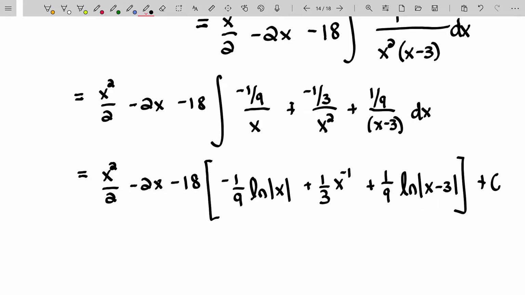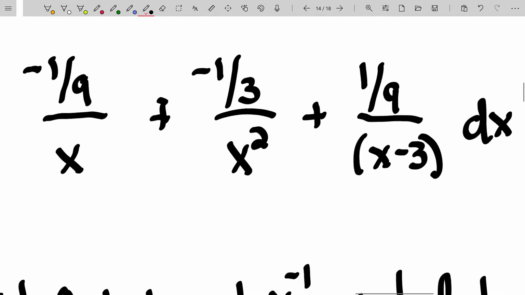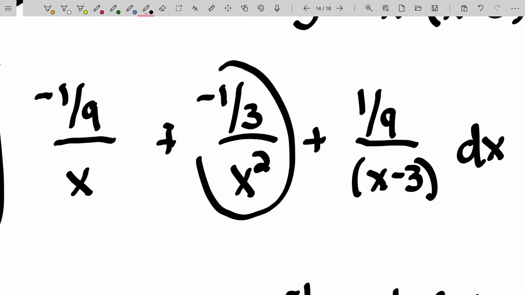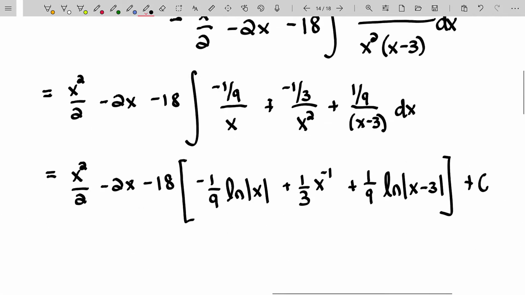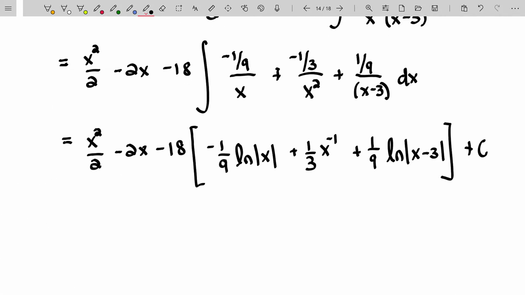Probably the biggest mistake I will see people make is the antiderivative of this right here. That's x to the negative 2, and you raise that power by 1. So it's x to the negative first divided by the negative 1. It's just something that people often screw up, so be aware of that. Now I'm going to do some distribution.